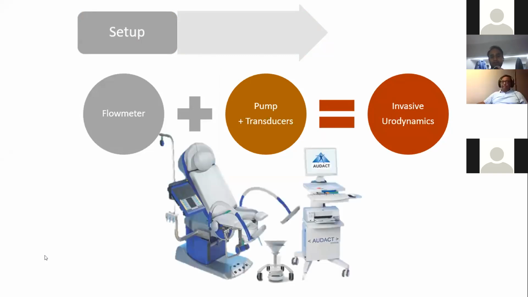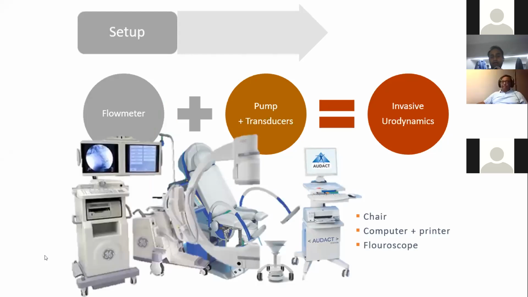So this is the chair of the urodynamics, and here we can see that this is the pump with the transducers being attached, and these transducers are basically kept at the level of the symphysis pubis to measure the readings. Similarly, when we attach the fluoroscope, we get the video urodynamics.